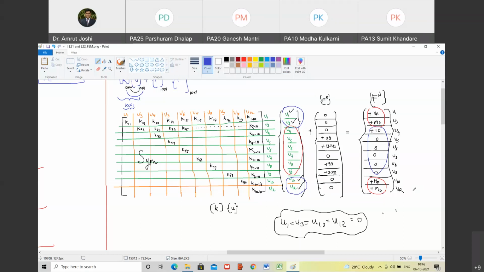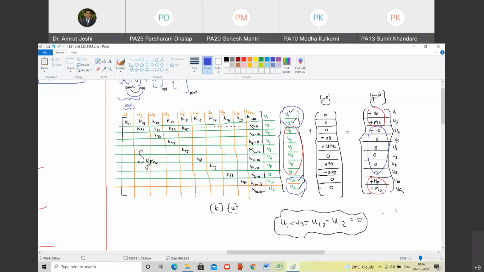So now how are we going to deal with this situation? We are going to do something called partitioning of the matrices. So we will now partition the matrices. How will we partition? I am going to club together all the known displacements, and I am going to club together all the unknown displacements. Happy?